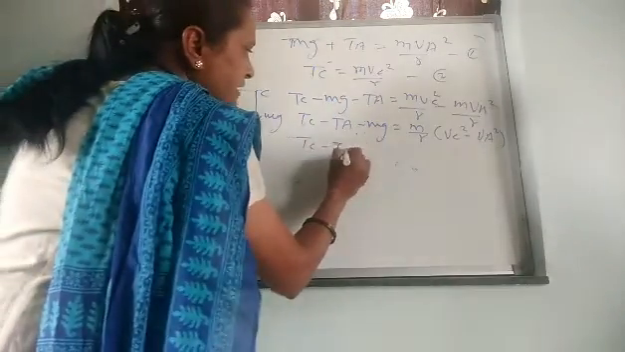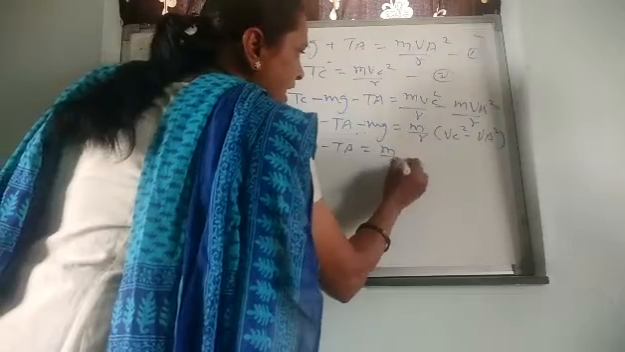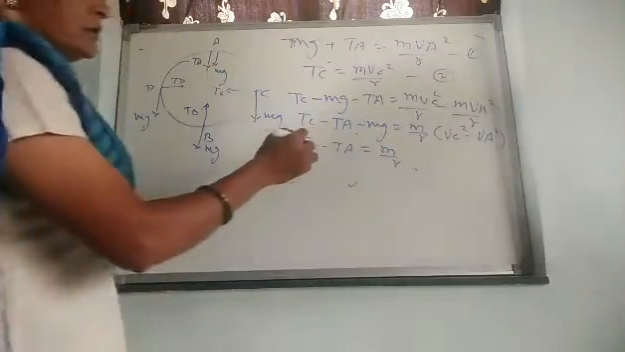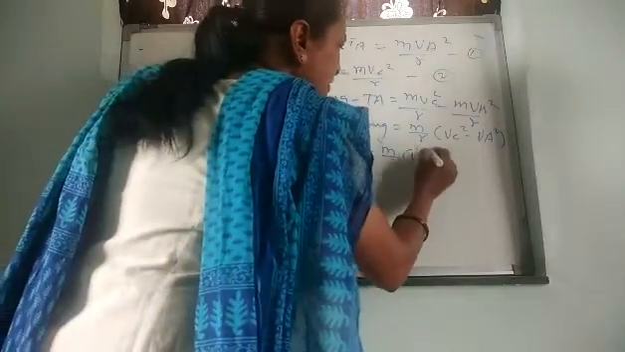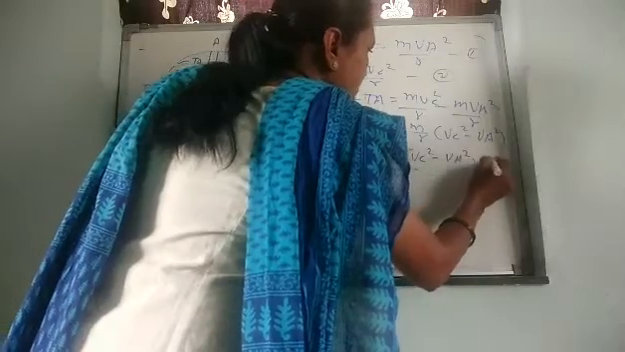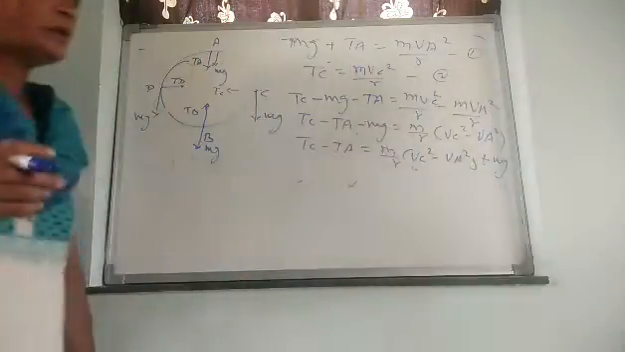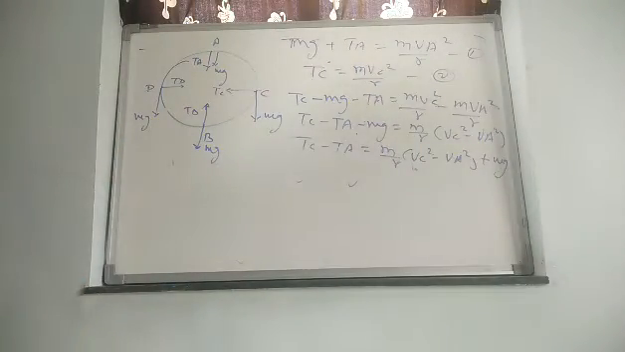That is, Tc minus Ta is equal to m by r into Vc square minus Va square, plus mg. Here Tc minus Ta is equal to m by r into Vc square minus Va square and plus mg. This will be this equation. Now we want to find the value of Vc and Vd.